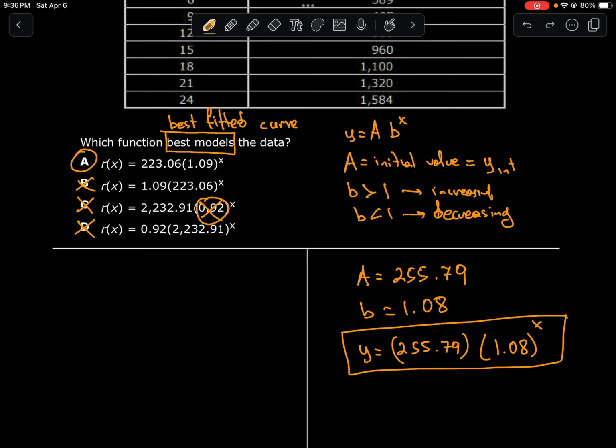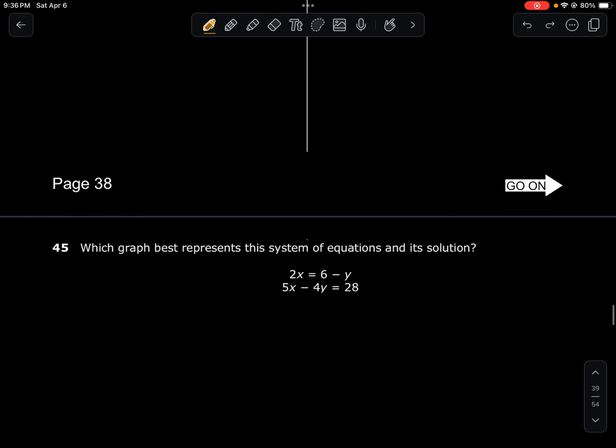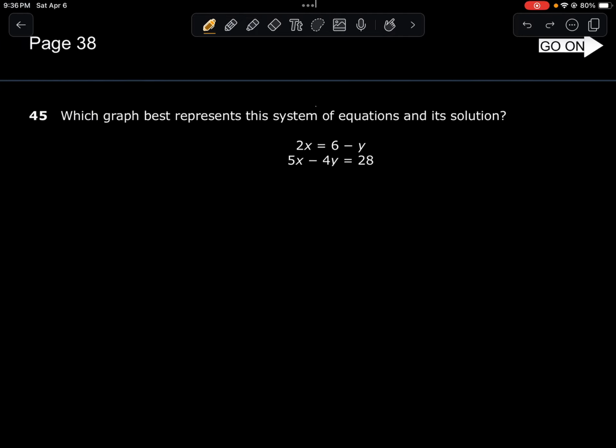Okay, so the correct answer is A. It's as close as it can get based on what I got and what they give me. Next one, 45.